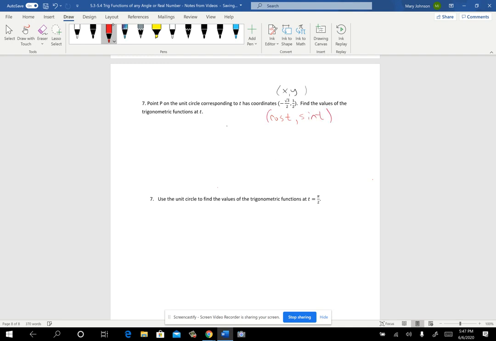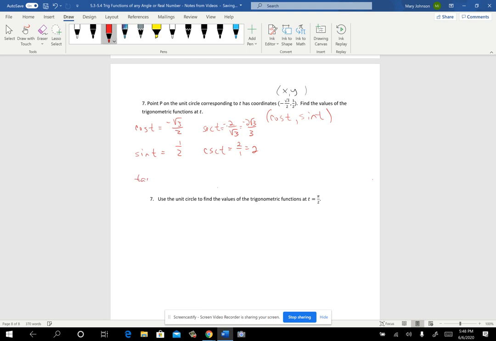So that means we know the cosine of t. It's negative square root of 3 over 2. And we know the sine of t. It's 1/2. We could get the secant of t by taking the reciprocal. It would still be a negative, and we'd have to rationalize it. And we could get the cosecant of t by taking the reciprocal. It would just be positive 2, right?